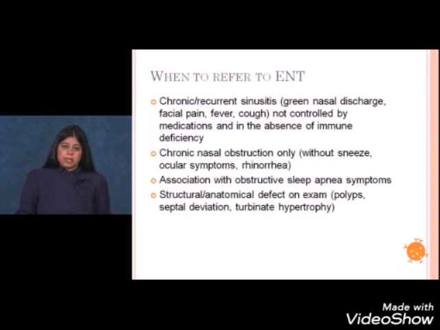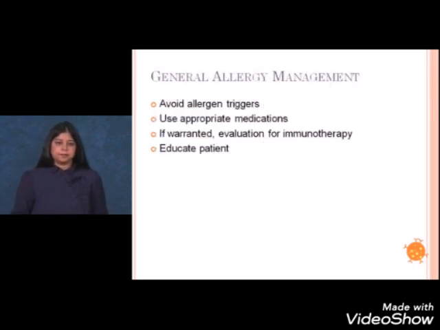When would you want to refer to ENT? Chronic recurrent sinusitis, meaning green nasal discharge, facial pain, fever, cough, not controlled by medications and in the absence of immune deficiency. Chronic nasal obstruction only, so without sneeze, without ocular symptoms, without rhinorrhea. If it's associated with obstructive sleep apnea symptoms, and if there's any structural or anatomical defect on exam, such as polyps, septal deviation, or turbinate hypertrophy.